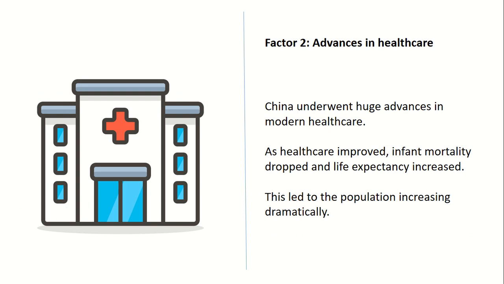The second factor, and this is the same with any population increase, was simply advances in healthcare. China underwent huge advances in modern healthcare, and as healthcare improves, things like life expectancy increase. And if you're living longer, the number of people that die each year is going down. In the same way, as healthcare improved, infant mortality started to drop as well. And if you remember, infant mortality is the number of babies that die before their first birthday per 1,000. So if that's starting to reduce, that means more children are surviving and the population is increasing.